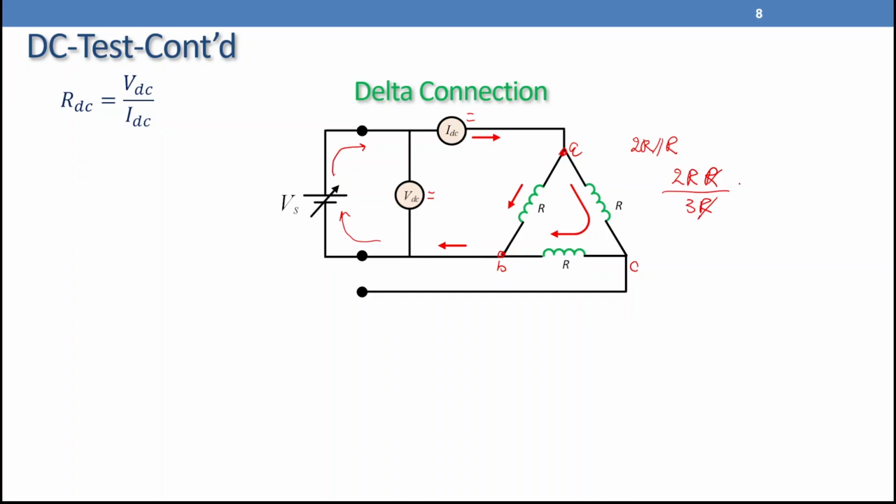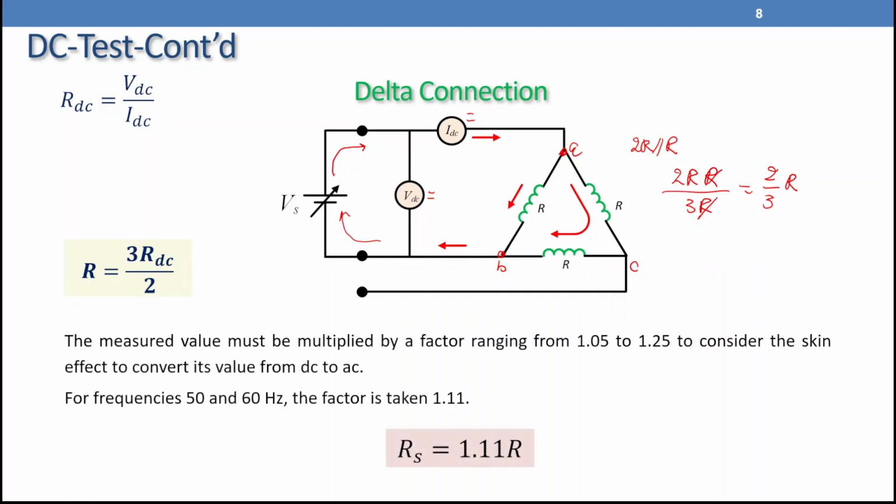So cancel this one. We have the equivalent resistance 2 over 3 R, and that one is the measured resistance from the source. So what is the value of the resistance R based on VDC and IDC? In this case, R per phase is 3 over 2 RDC. Still, that one is a DC resistance. We want to find this as an AC value when we apply an AC source. So in this case, we are going to apply the skin effect: R stator equals 1.11 R.